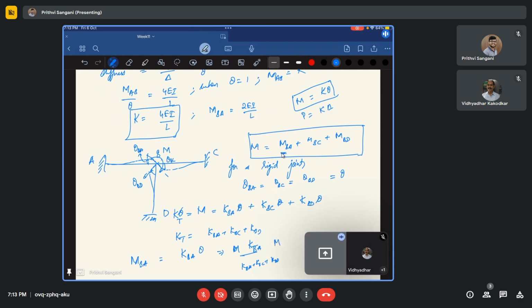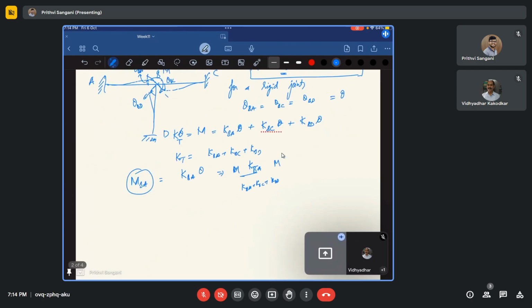Okay, so you can just simply find, for example, if you want to find MBA, then that is again in proportion to KBA. The stiffness will be, so the moment which is distributed into each member is directly proportional to the stiffness of the member. Okay, so what now comes is the distribution factor.